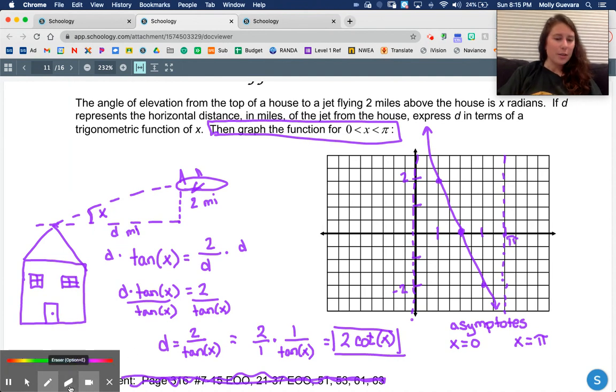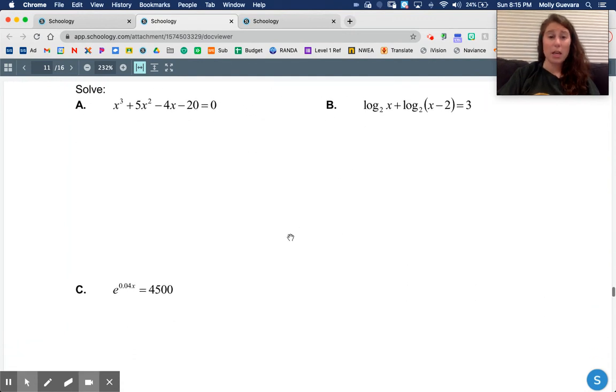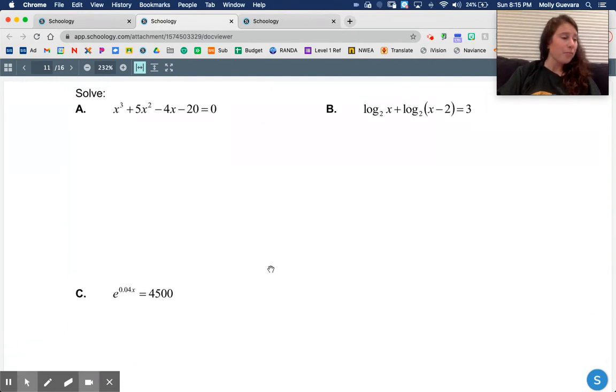The last thing we're going to do is mixed review, which is more you guys try it, and then I will put the answers up so you can check your work. So here we have a factoring by grouping, a log problem, and an exponential problem. So go ahead and try these on your own, and then when you're ready to review them, you can hit play.